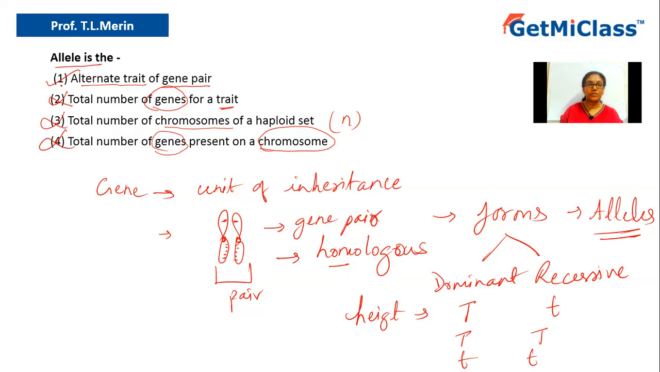So the correct option is option 1, that is, allele is nothing but the alternate trait of a gene pair. I hope you understood. So let us conclude. The answer is option 1.